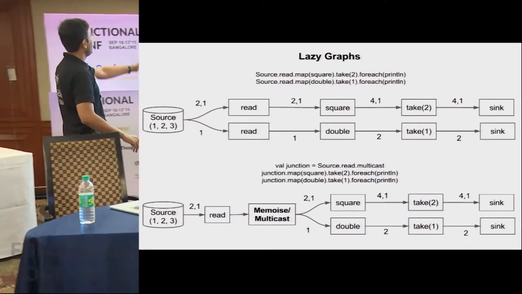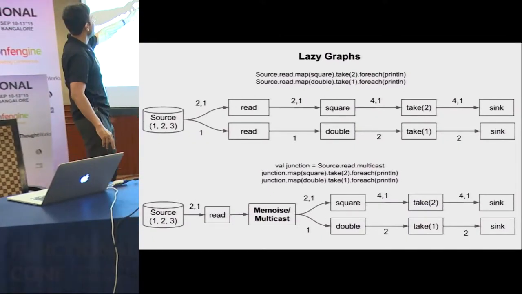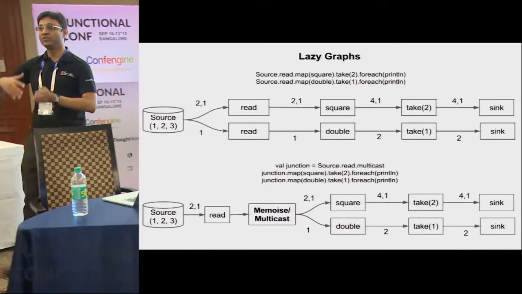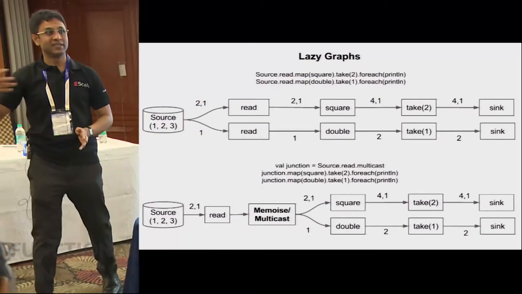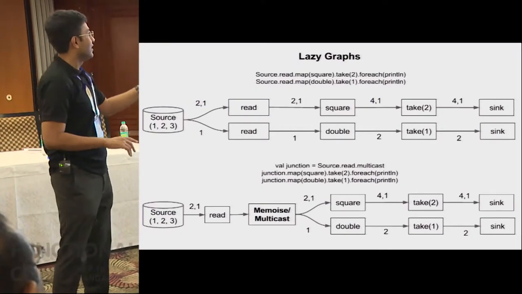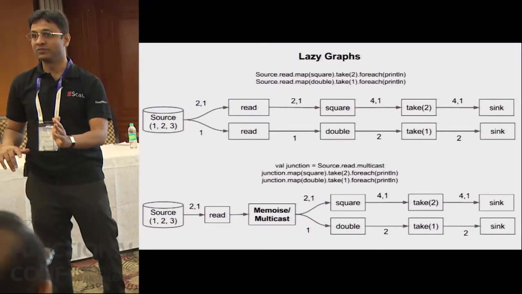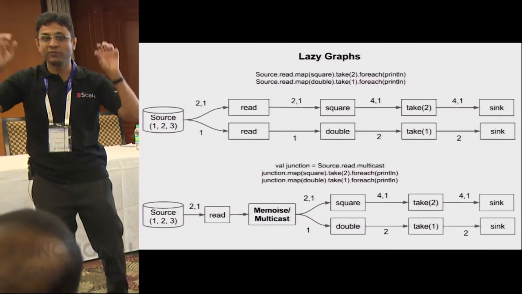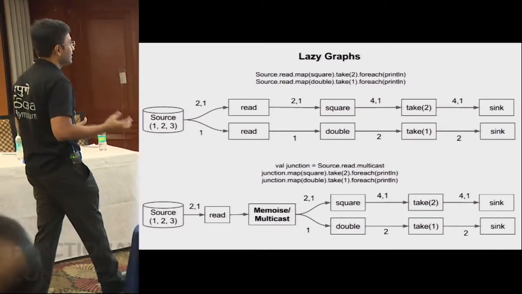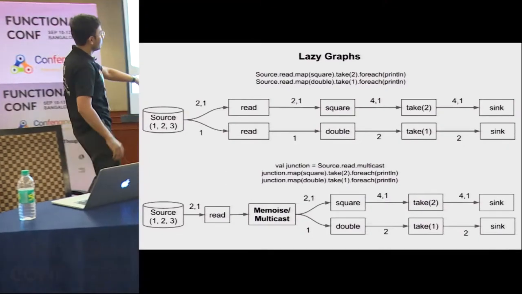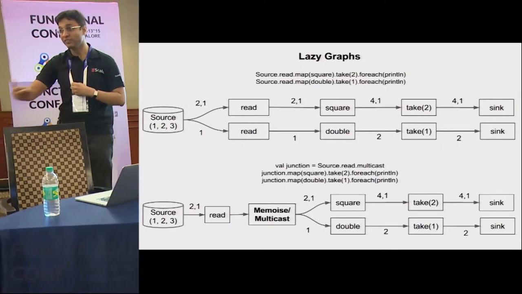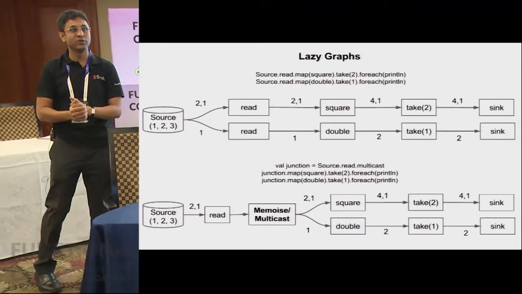One possibility is you make two branches from the start. You read from the source, you square, you take two, and then you print. And the other also starts with the source, but doubles it and then takes it and all that. So it's actually two branches right from the source, correct? Versus a second approach where you read data once from the source because it's a network call and it's expensive, so you want to do it once.